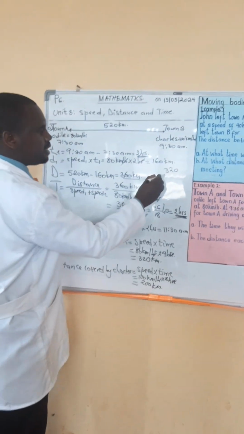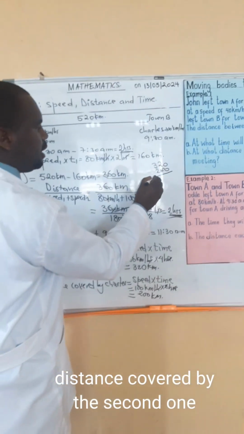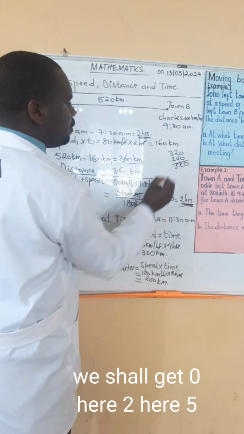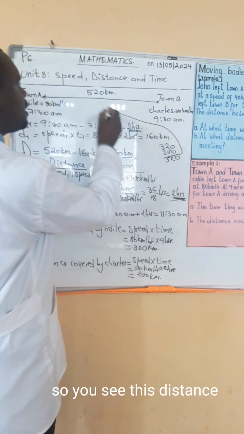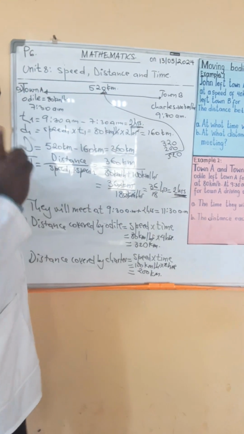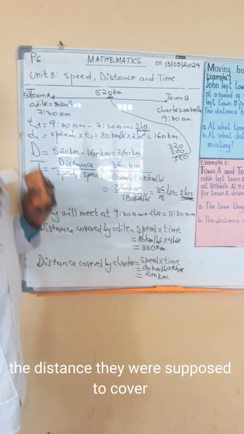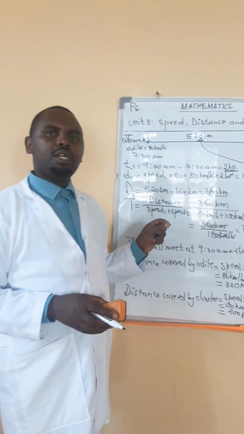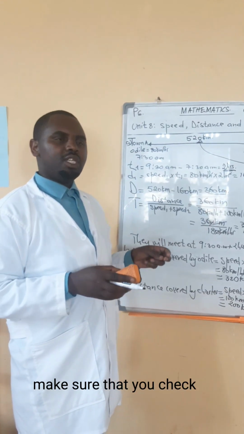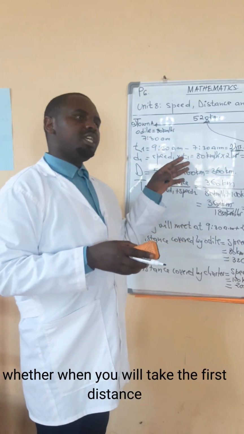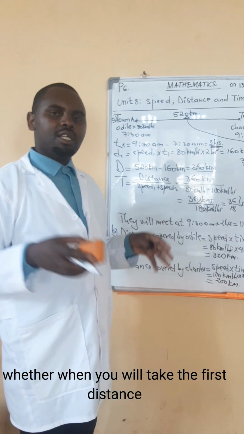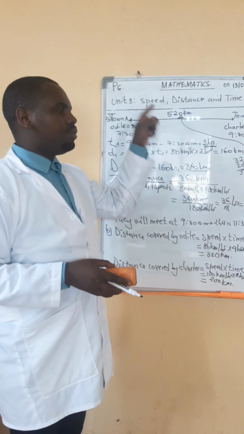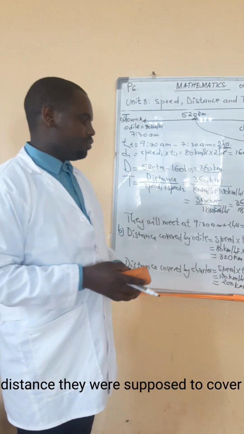So you see, when you take the distance covered by the first one, 320, plus the distance covered by the second one, we shall get 0, here 2, here 5. So you see, this distance is equal to the distance they were supposed to cover. So after doing questions like this, make sure that you check whether when you take the first distance and the second distance, you will get the total distance they were supposed to cover.